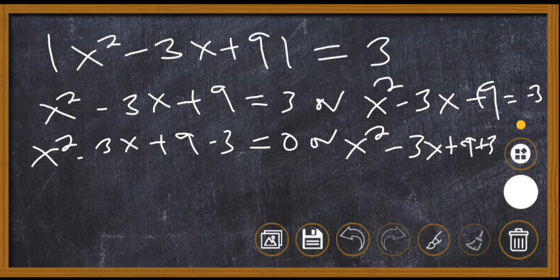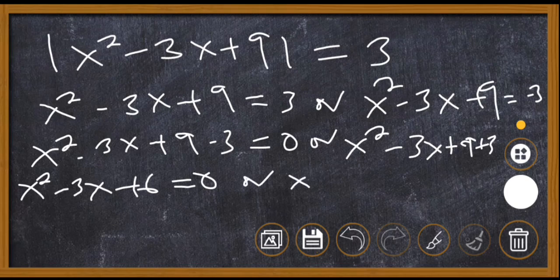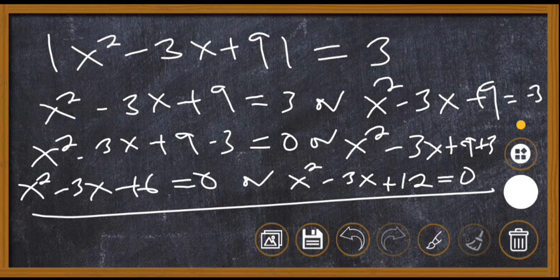So in this case, let's simplify it. We're going to have x squared minus 3x plus, what is 9 minus 3? That is 6 equals 0, or x squared minus 3x, what is 9 plus 3? That is 12. Equals what? 0. So these are quadratic functions.